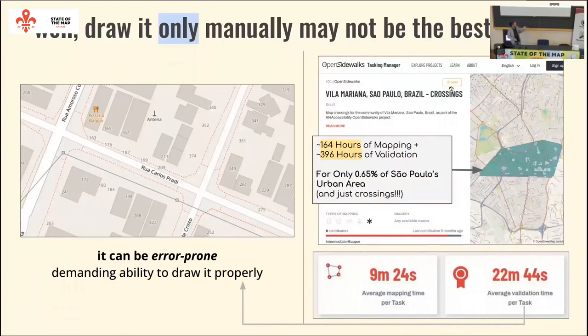There are these people from the United States that have a dedicated tasking manager only for mapping sidewalks. And in this project, which is near completeness, they take 10 minutes for mapping each task and 22 minutes to validate. So manually mapping sidewalks is such an error-prone task and hard to do for newcomers. And in this example, it will take hundreds of hours to map only 0.65% of the city of São Paulo. That's a huge city, but it's still a small area for that little amount of work.